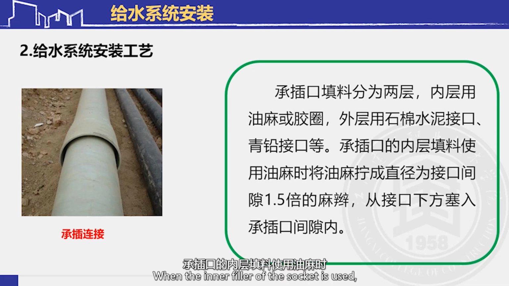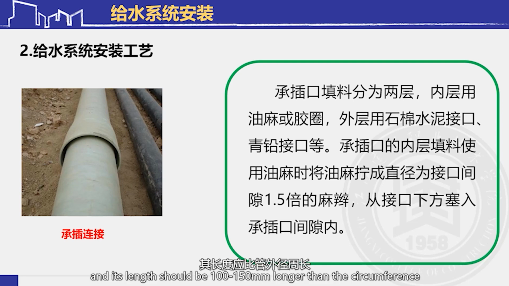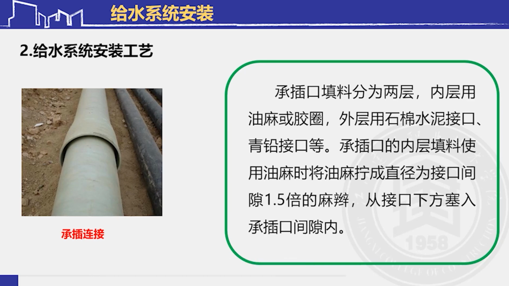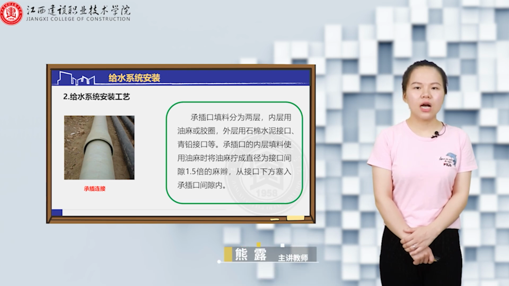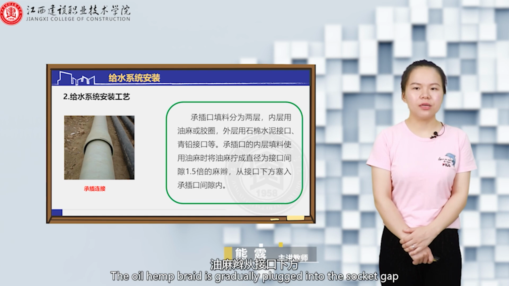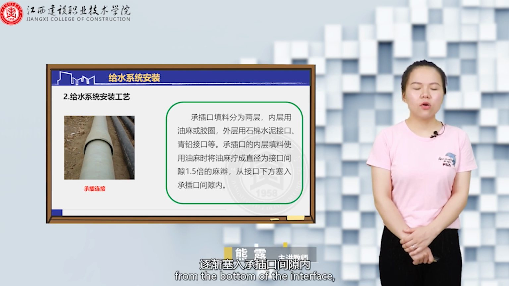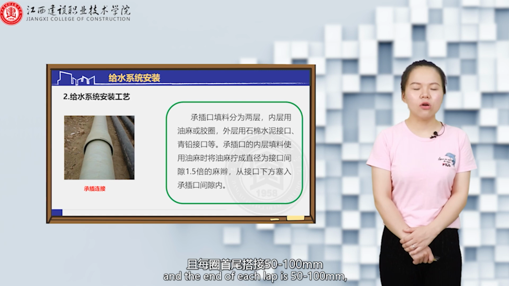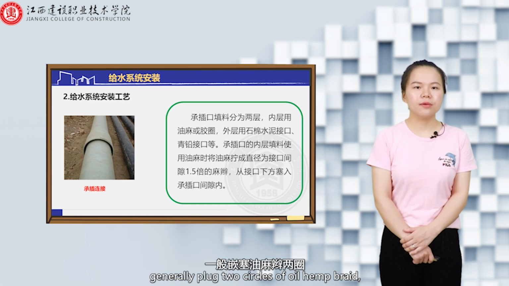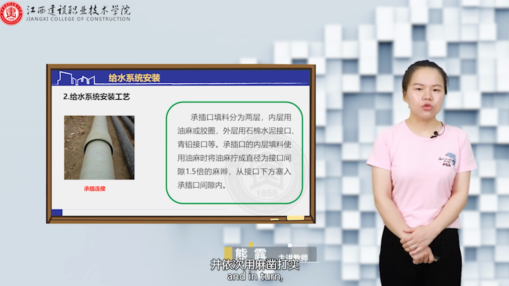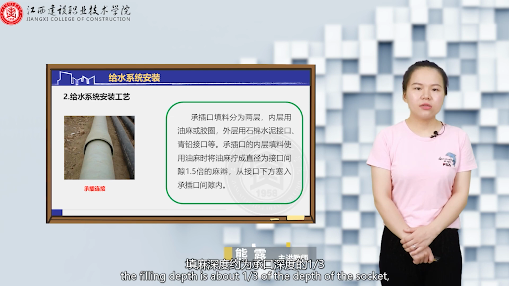When the inner filler of the socket is used, the oil hemp is twisted into a braid with a diameter 1.5 times that of the interface gap, and its length should be 100 to 150 m longer than the circumference of the outer diameter of the pipe. The oil hemp braid is gradually plugged into the socket gap from the bottom of the interface, and the end of each lap is 50 to 100 m. Generally plug 2 circles of oil hemp braid, and in turn, the filling depth is about 1/3 of the depth of the socket.